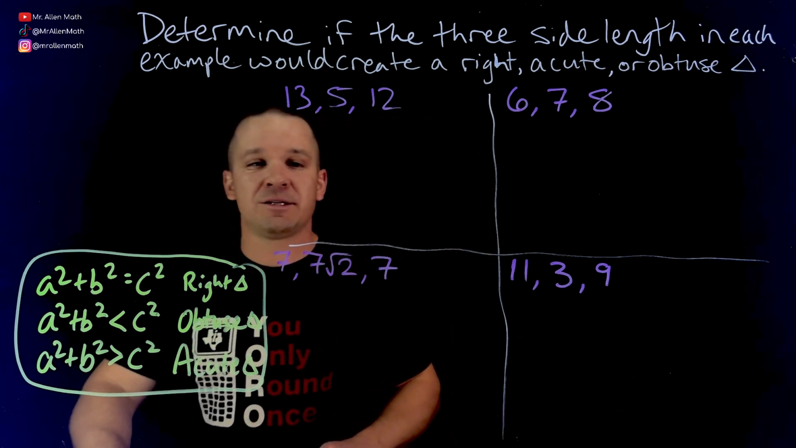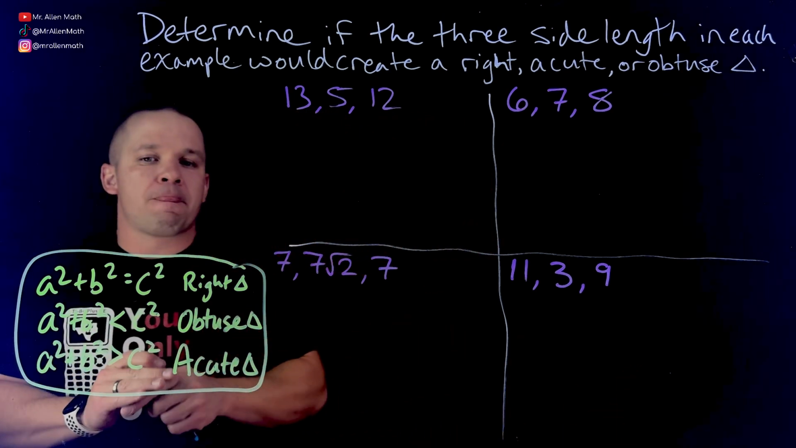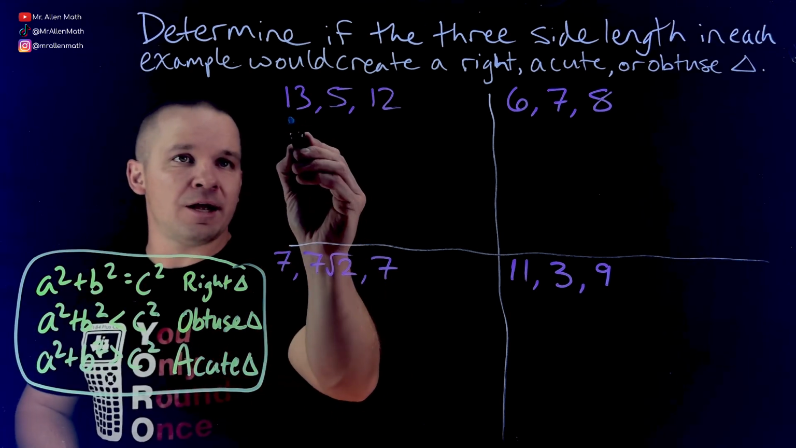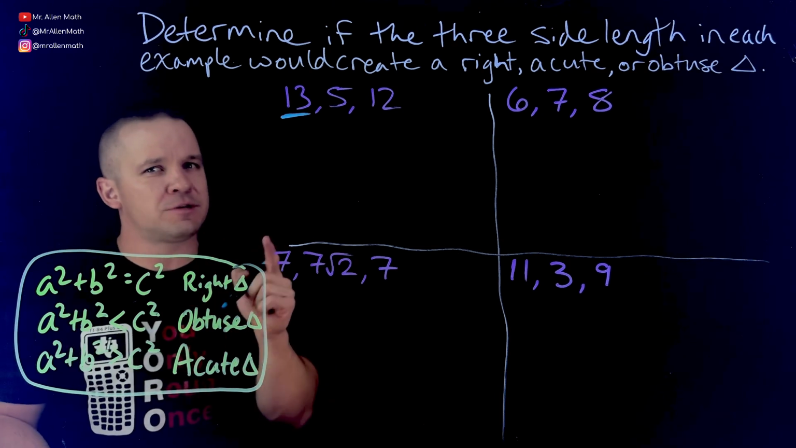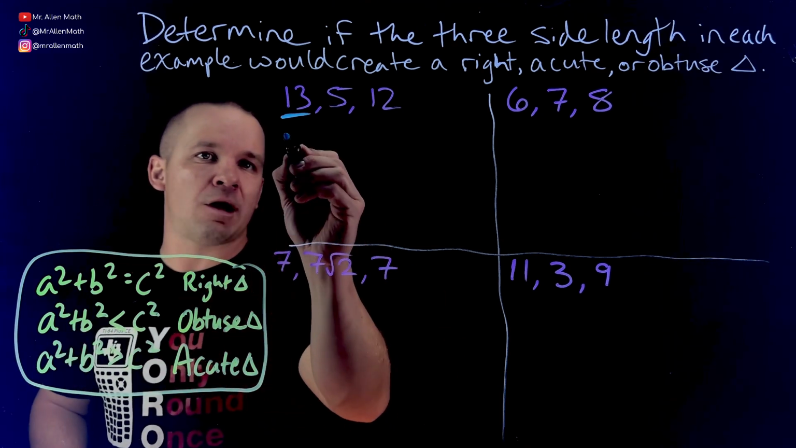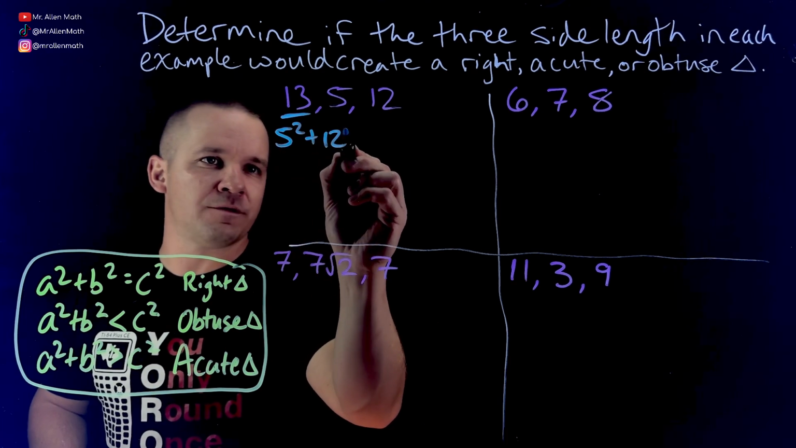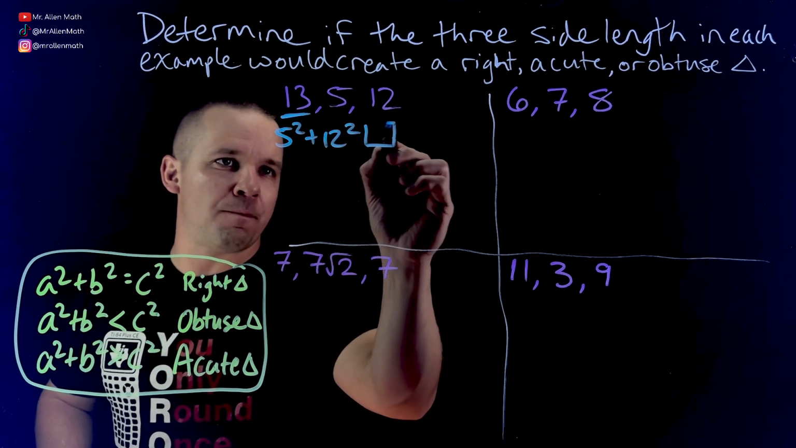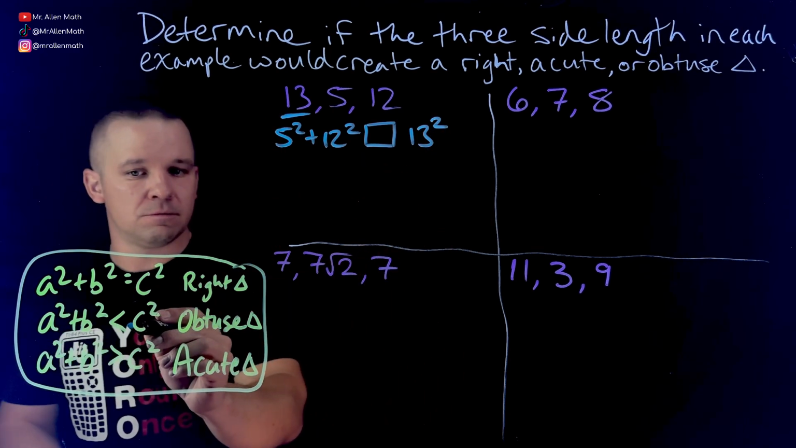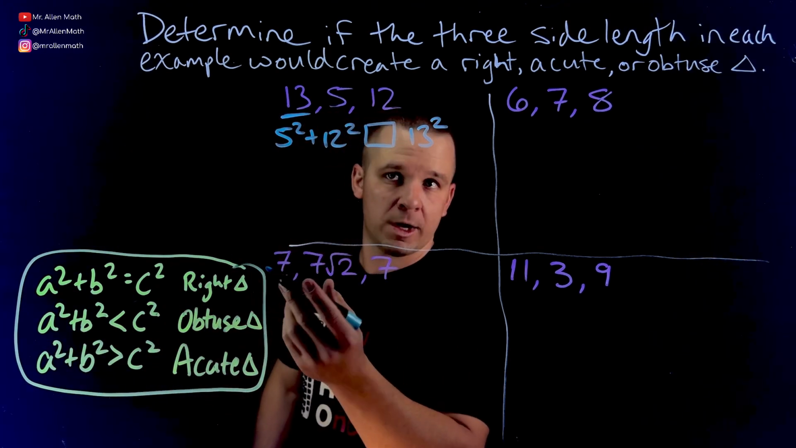All righty, let's do some examples now. So c squared is always my largest side. So this guy right here, that is my c squared. Always identify your c squared, your c value first. That's going to go into my formula. So I'll have 5 squared plus 12 squared. And then I like to put a little box here, 13 squared, because I don't know if it's equal to, less than, or greater than.